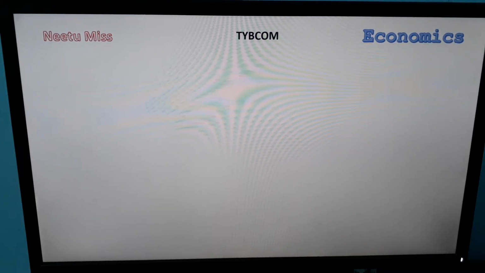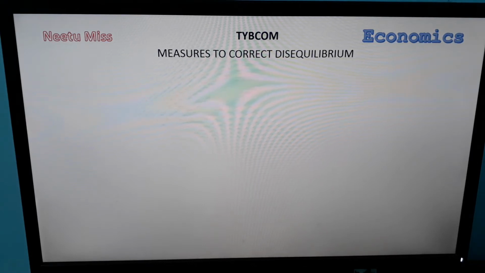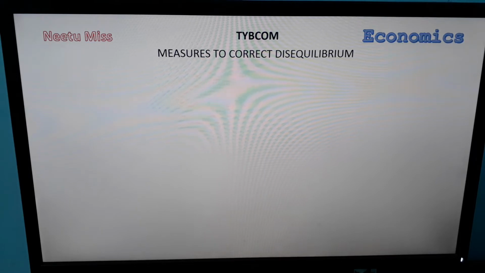Hello friends, in today's video we are going to learn about the TYBCom topic, that is measures to correct disequilibrium. Before that we should know the concept of disequilibrium. Disequilibrium means when a country has a surplus or deficit in balance of payment. It means when a country has either a surplus or a deficit in balance of payment, it is called disequilibrium.